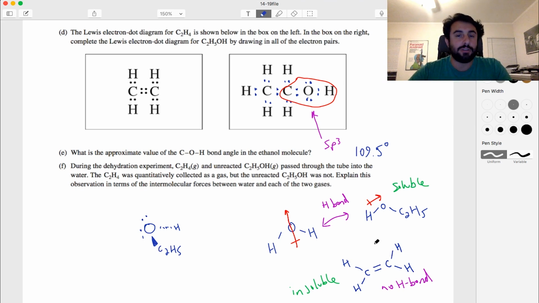So that's a pretty good question. It's looking at an experimental setup, making sure you understand what's going on, doing some stoichiometric calculations, looking at a Lewis diagram, talking about thermodynamics, talking about solubility. There's a lot going on in this one, so that's a very cool question.